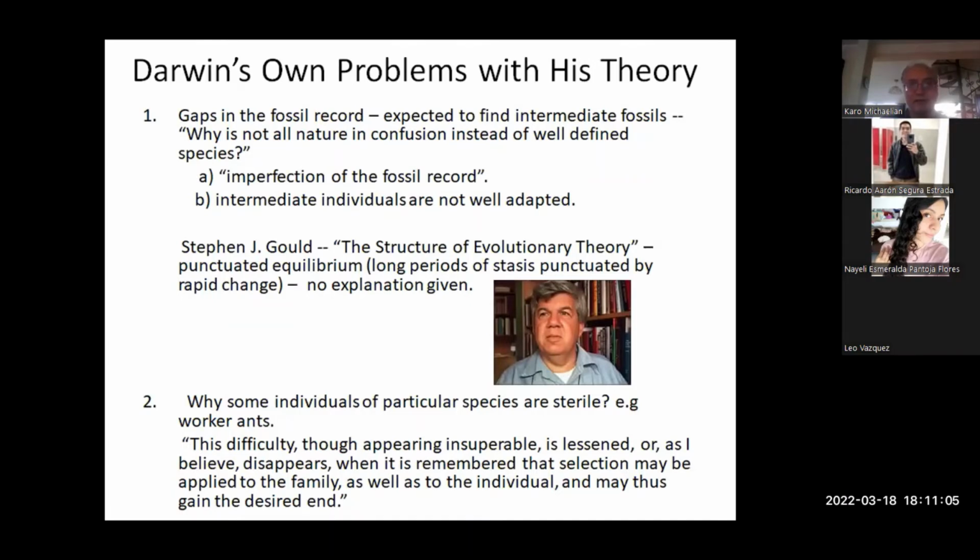So Darwin recognized, I think it was in the 6th version of his book on the Origin of Species, that there were problems in his theory. There were also others that were presenting these problems to him. So he decided to spend some time trying to answer them. For him, the biggest problem was that there are gaps in the fossil record. He expected to find intermediate fossils of all the variations going from one species to another. And so he wrote, why is it not all nature in confusion instead of well-defined species?